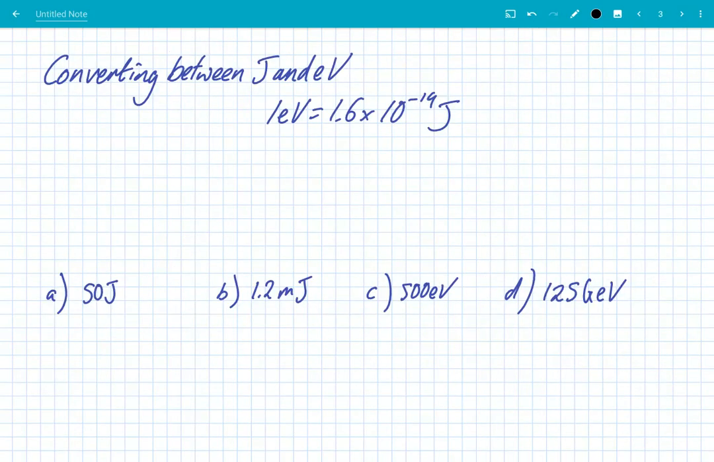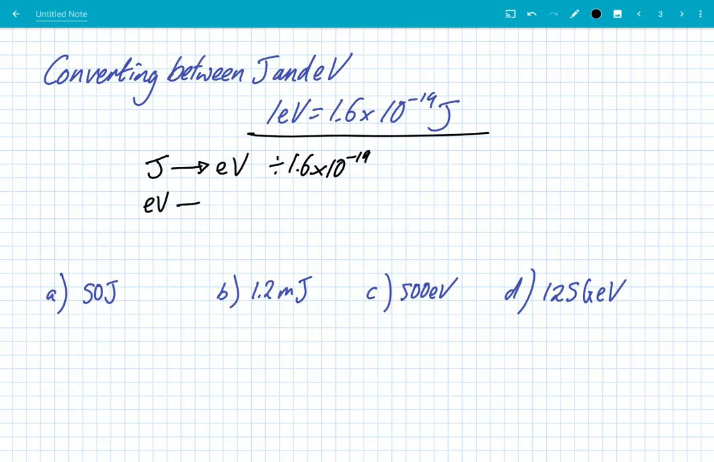So we use electron volts when we're dealing with very small amounts of energy. And the definition of an electron volt, 1 EV, is 1.6 times 10 to the minus 19 joules. That's the quantity, what 1 EV is equal to. If you want to convert from a joule to EV, you have to divide by 1.6 times 10 to the minus 19. If you want to convert from EV to joules, you have to multiply by 1.6 times 10 to the minus 19. So let's just look at 4 quick examples.